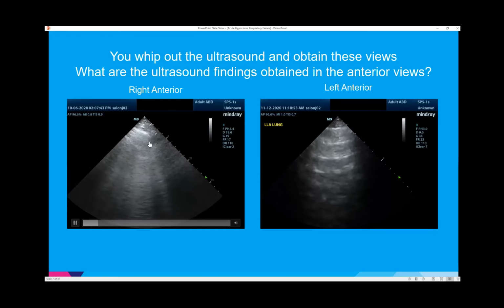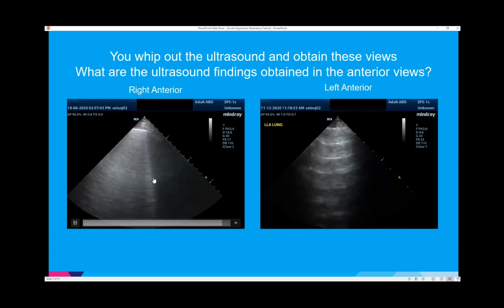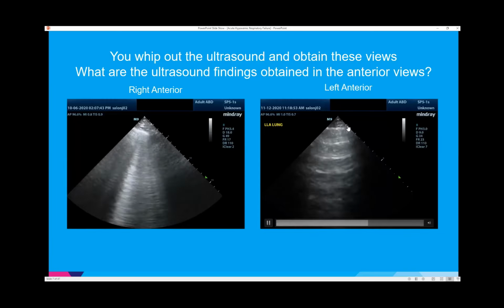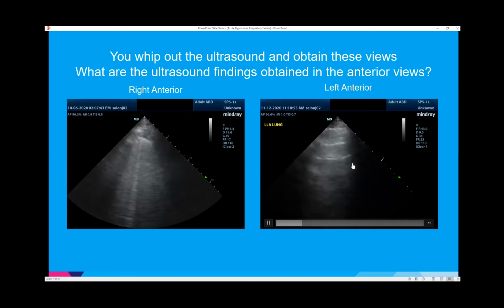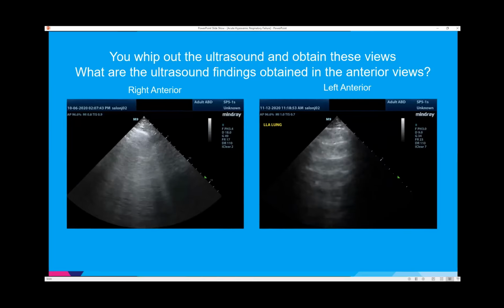So on the right side, we have B lines. These B lines are vertical lines extending from the pleura off your screen. They move with the pleura if the pleura is moving, and they're dominant over A lines. So these are B lines on the right. This is an A line pattern on the left. A lines are horizontal lines. They're basically reverberation artifact between the pleura, which is up here, and your probe, being reflected in air. So it means there's air on that side. So the correct answer: B lines on the right, A lines on the left.